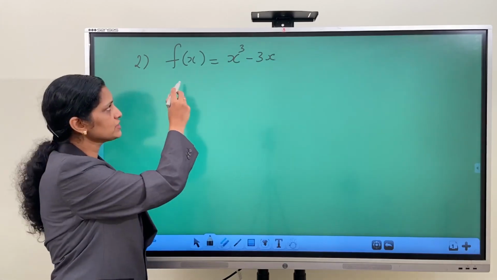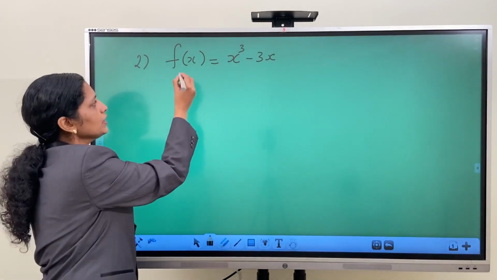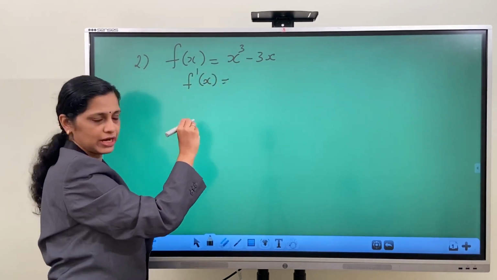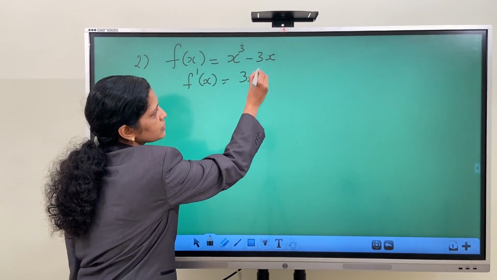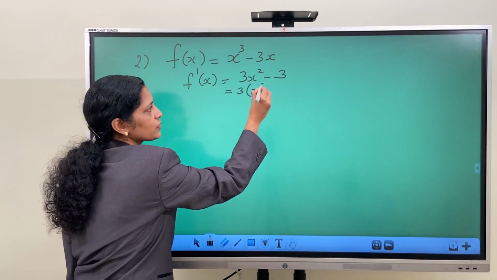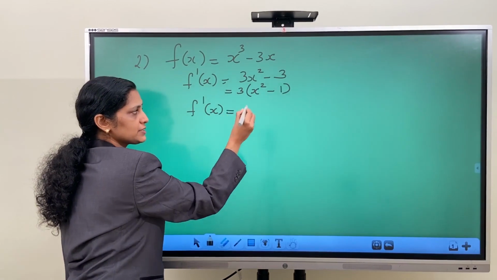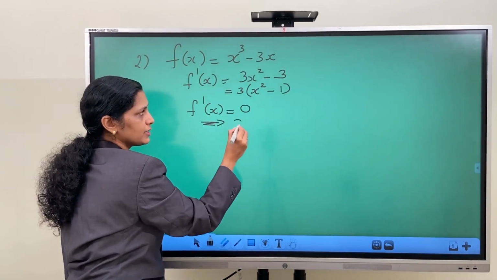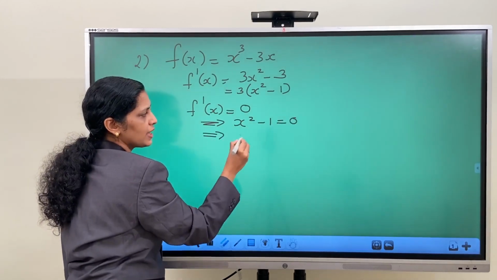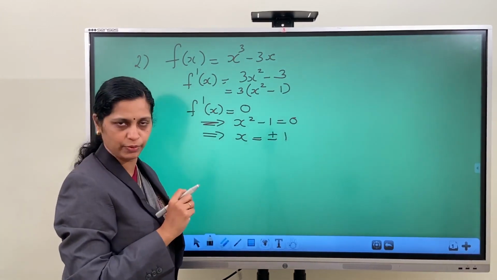Okay students, next question is f of x is equal to x cube minus 3x. Here also we need to find critical points. For that, find f dash x. It is 3x square minus 3. You can write it as 3 into x square minus 1. For finding the critical point, put f dash x equal to 0. Then you get x square minus 1 equal to 0, which implies x is equal to plus or minus 1. Therefore, you are getting two critical points.